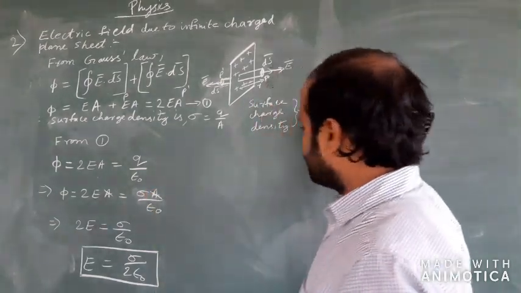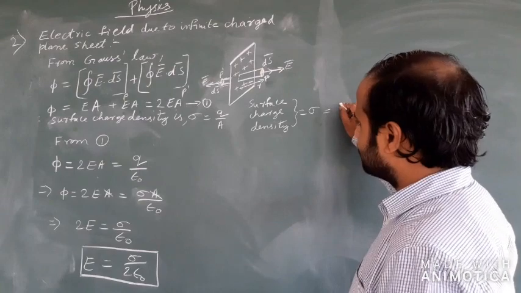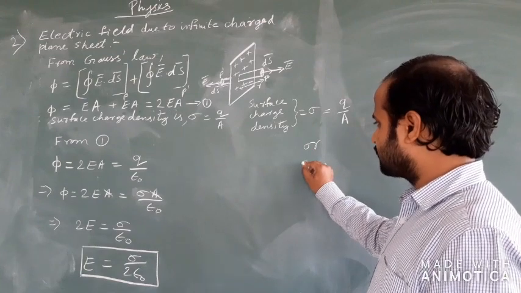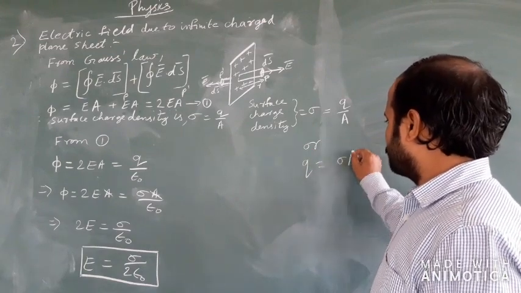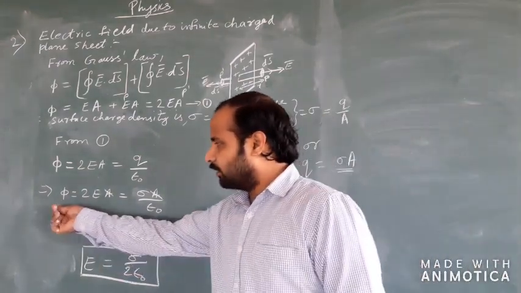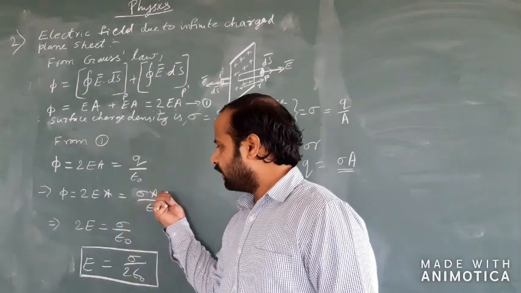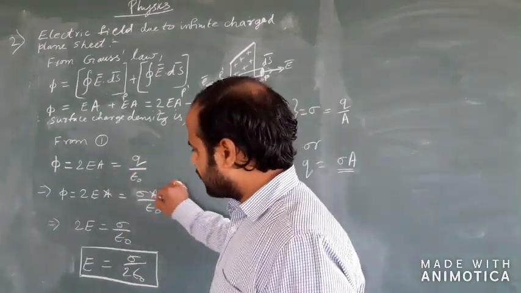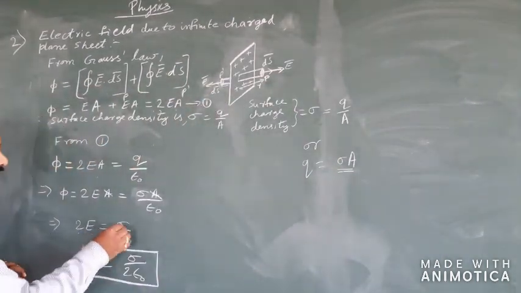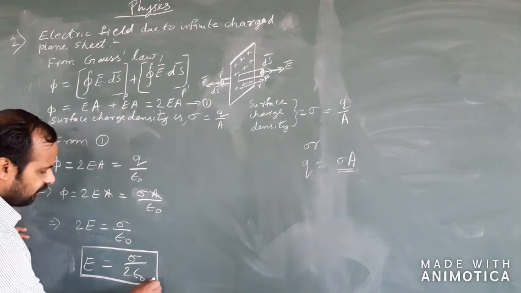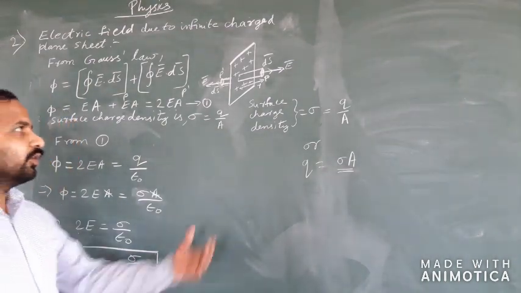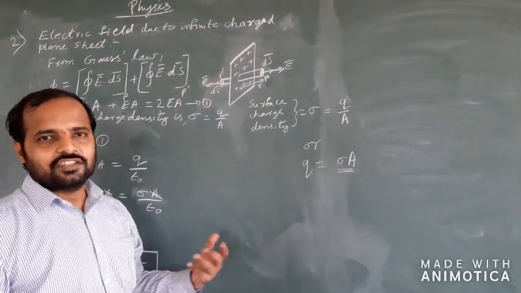Now from the definition of surface charge density, we know that surface charge density sigma is equal to q by A, or we can also put it as q is equal to sigma into A. So when we substitute for q as sigma into A, we can see that phi is equal to 2EA is equal to sigma A by epsilon naught. Now we can see that A and A gets cancelled out. So when we have A getting cancelled out, we are left with only 2E is equal to sigma by epsilon naught, or we have E is equal to sigma by 2 epsilon naught as the electric field due to an infinitely large plane charged sheet.